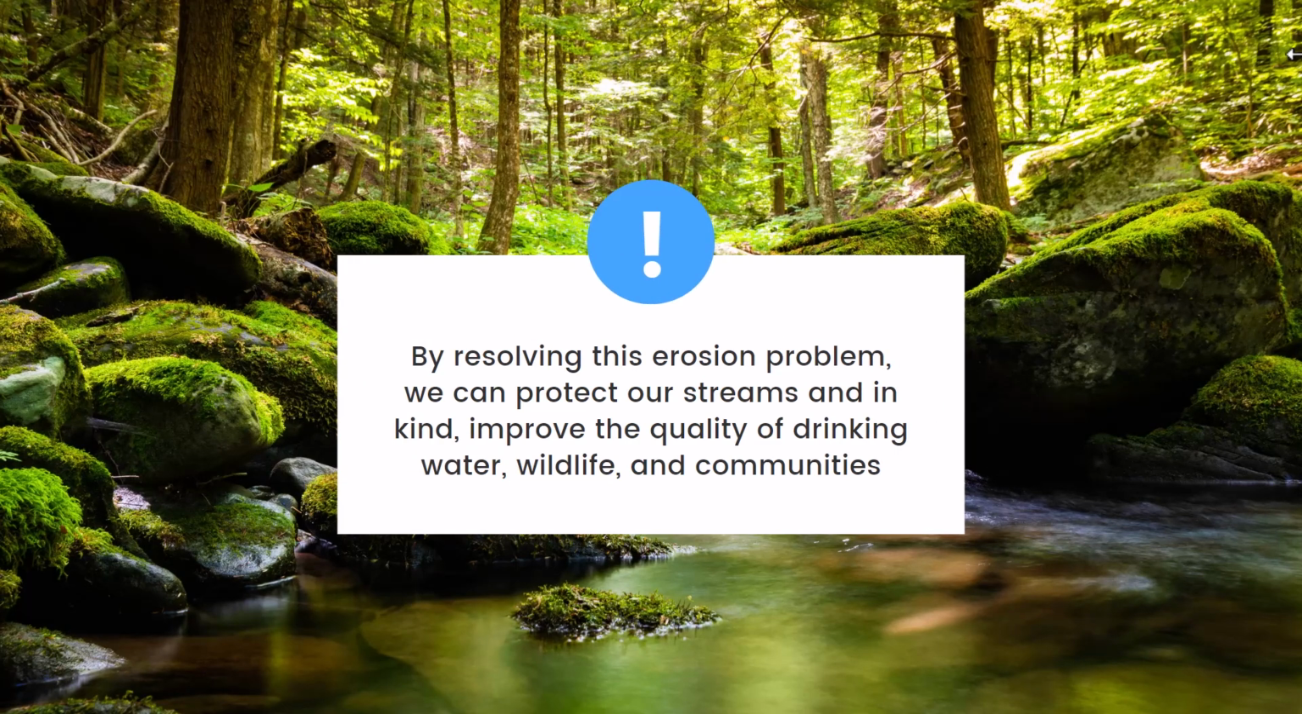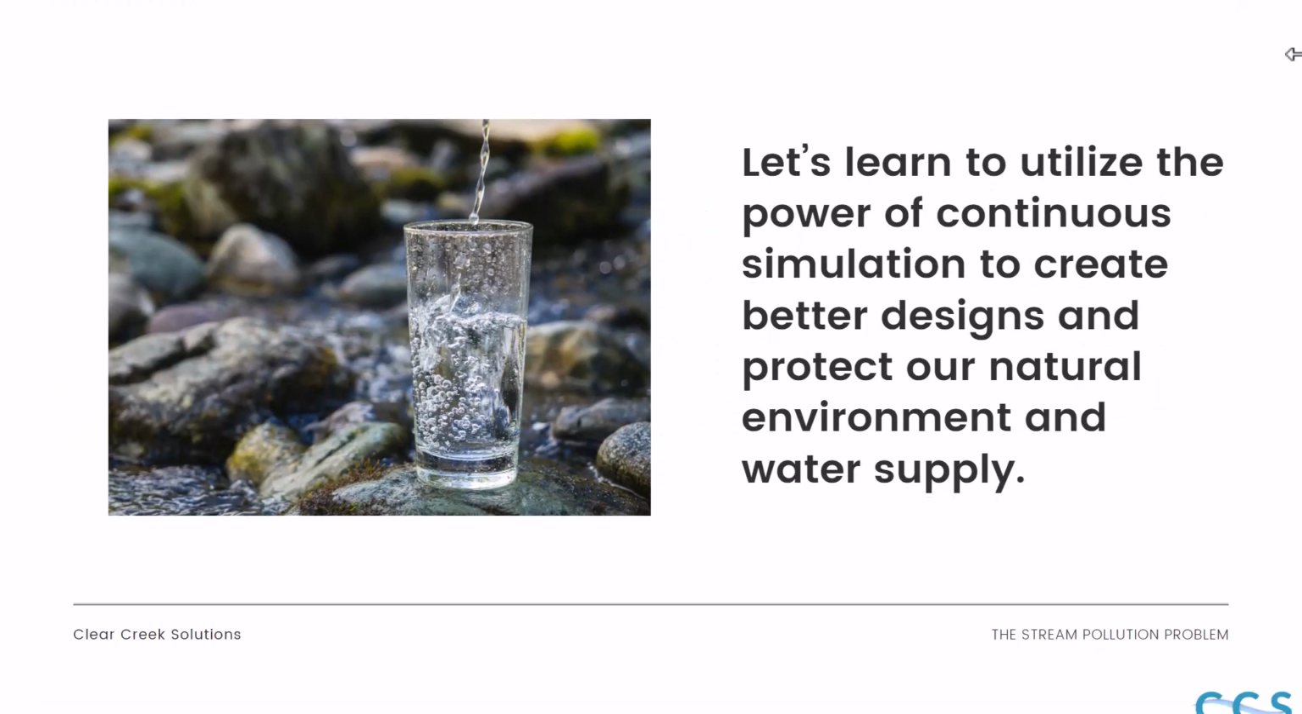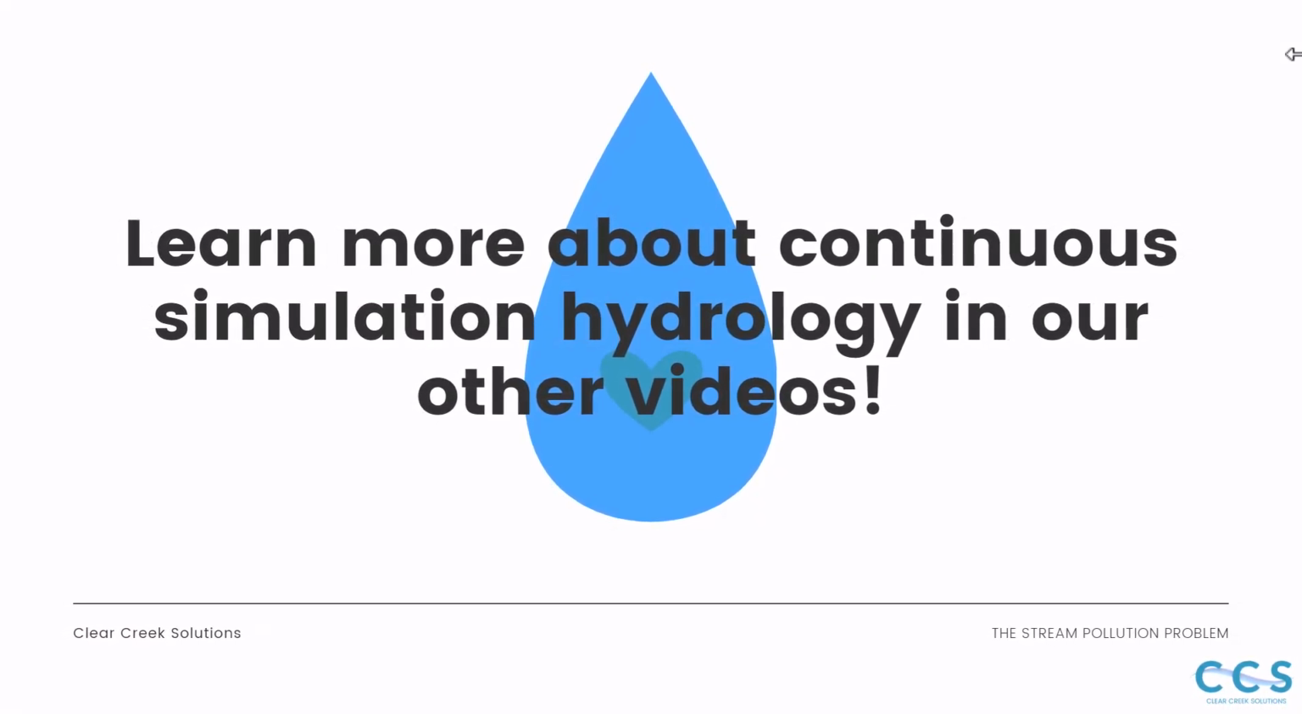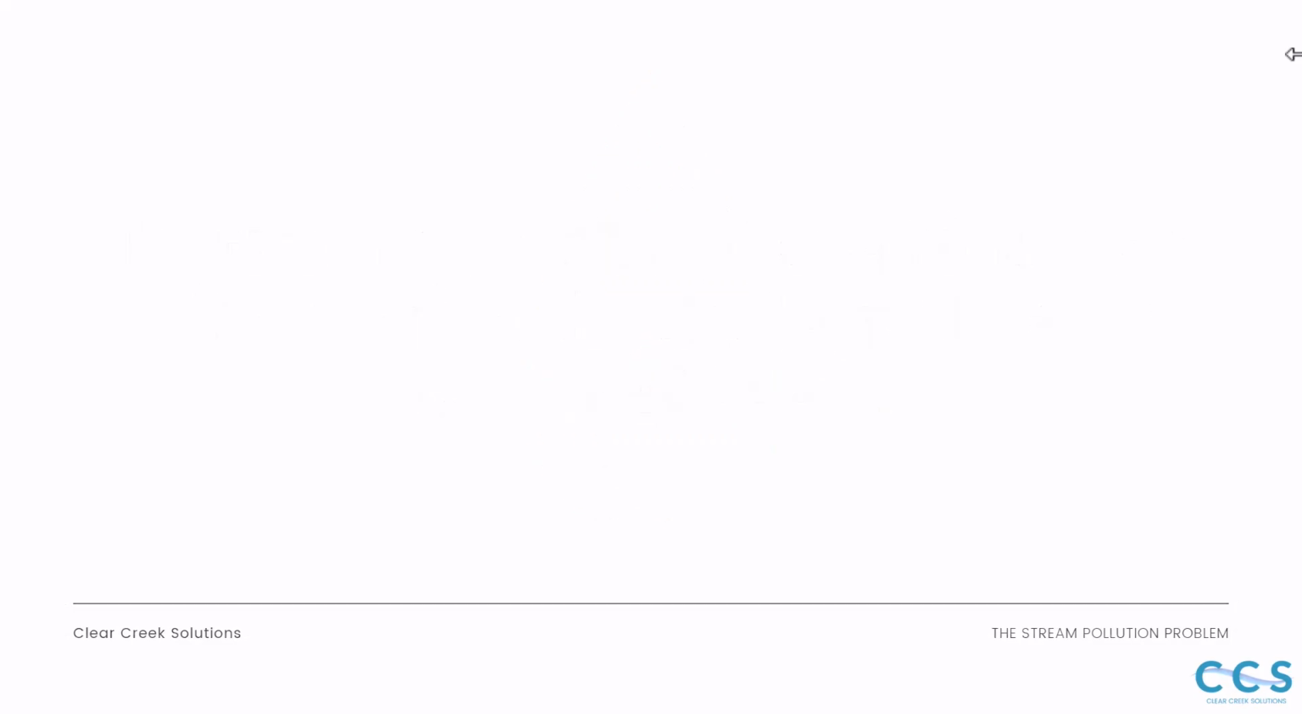So by resolving this erosion problem using something like continuous simulation, we can protect our streams and in kind improve the quality of drinking water, wildlife, and communities. So we should learn to utilize this power of continuous simulation to create better designs, better mitigation measures, and protect our natural environment and water supplies. So by utilizing this form of hydrology and creating our facilities better, we can prevent these erosive flows from reaching our streams in the first place and improve the quality of the water bodies in our local community. So to learn more about continuous simulation hydrology, you can view other Clear Creek Solution videos where we go over continuous simulation very much in depth, or you can check out some of our software that involve this methodology.